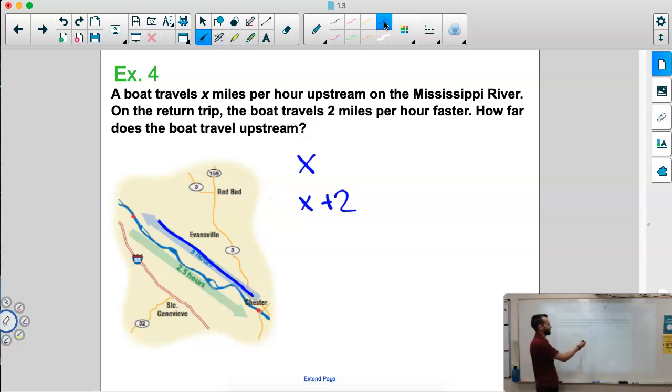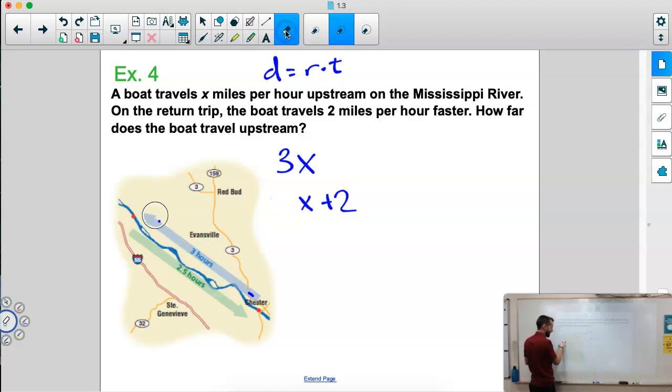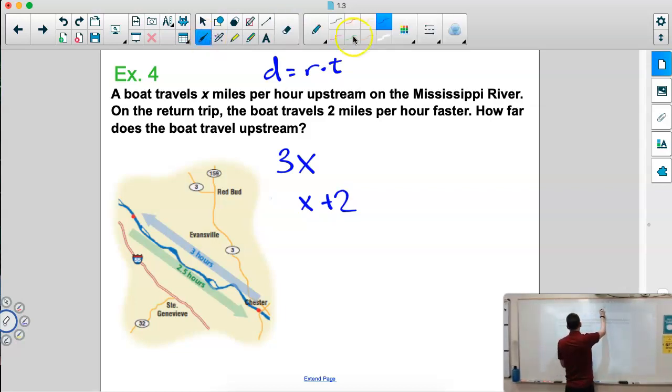This is something that's not up here, but to figure out distance, that is rate times time, or speed times time. So speed times 3. Notice in the picture it tells us something. It says they travel 3 hours upstream. So 3 hours going upstream. That's the distance. That's D. And then we also have downstream. They used green. It took them 2.5 hours to come back. So 2.5 times the faster rate.